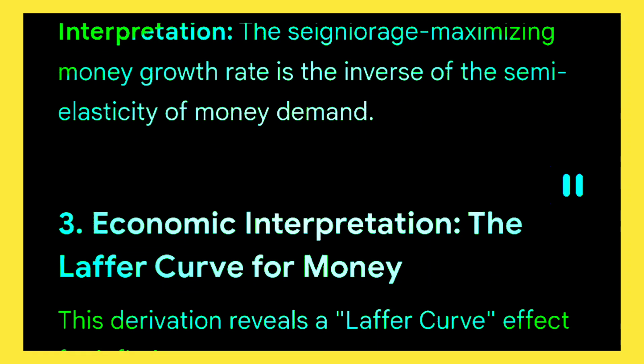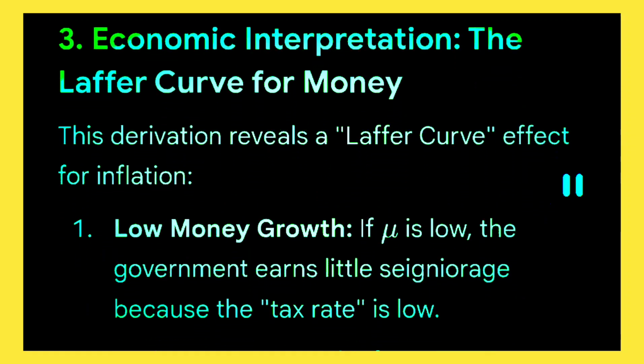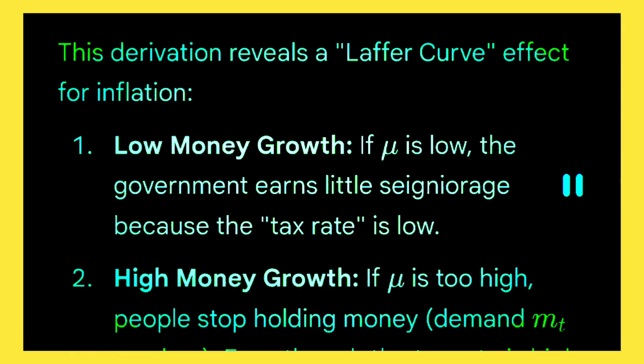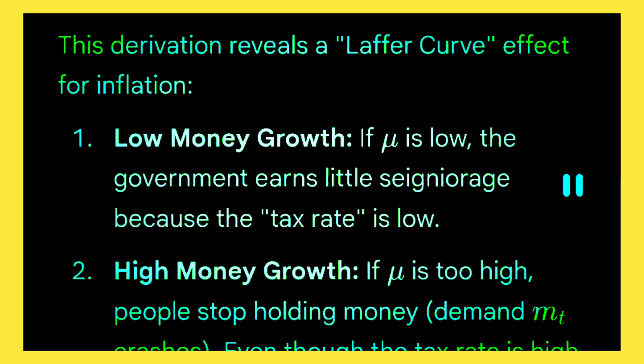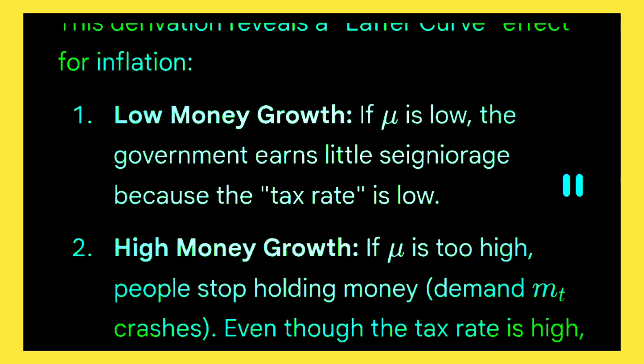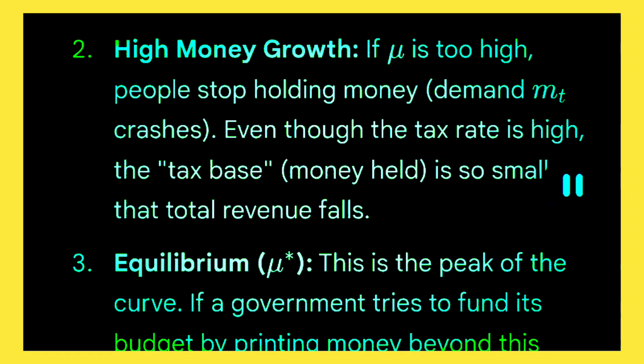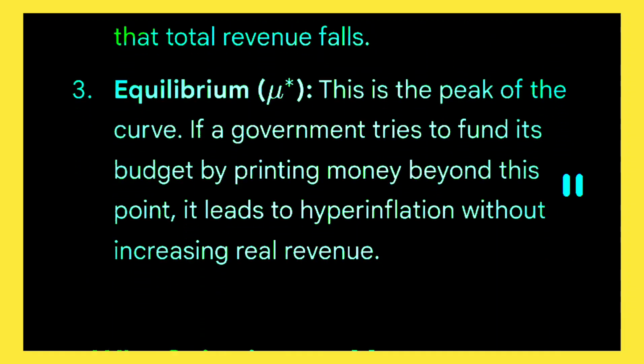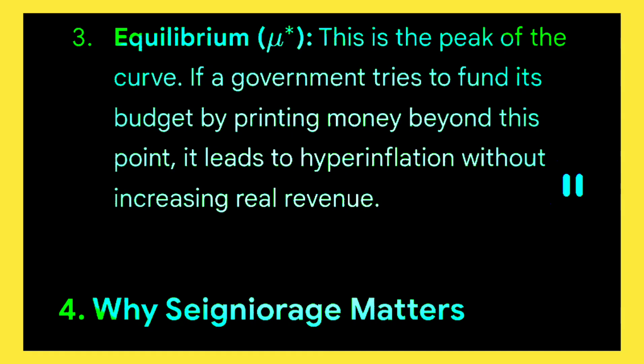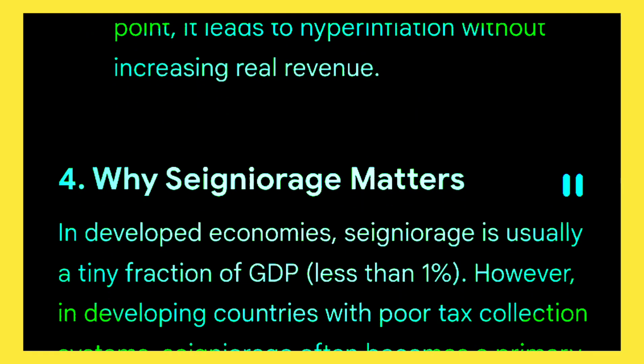Low money growth. If mu is low, the government earns little seigniorage because the tax rate is low. High money growth. If mu is too high, people stop holding money, demand M_T crashes. Even though the tax rate is high, the tax base, money held, is so small that total revenue falls. Equilibrium, mu star. This is the peak of the curve. If a government tries to fund its budget by printing money beyond this point, it leads to hyperinflation without increasing real revenue.